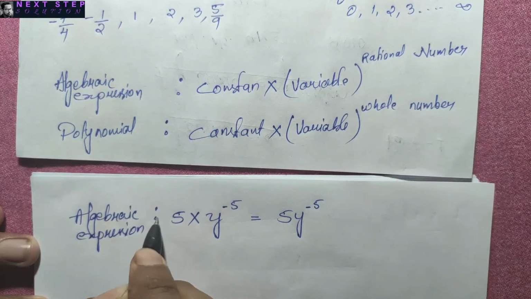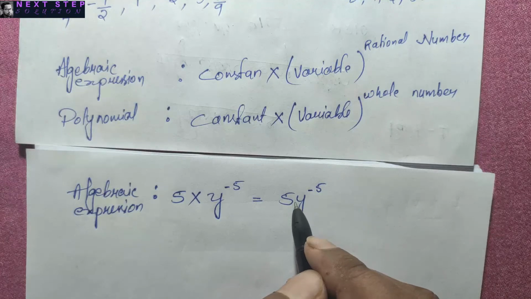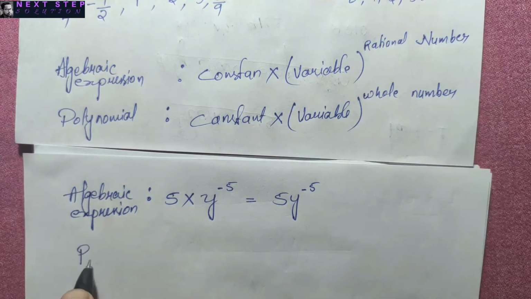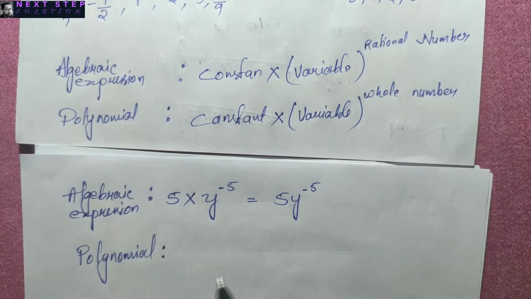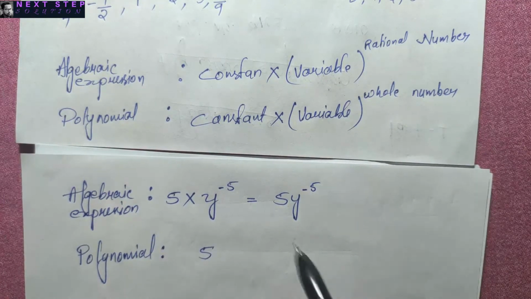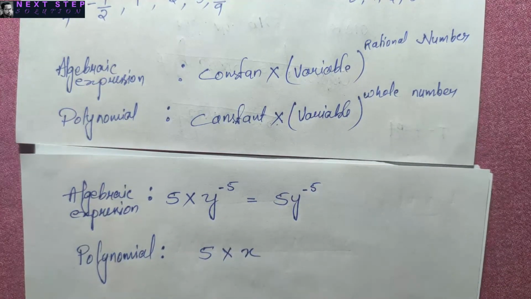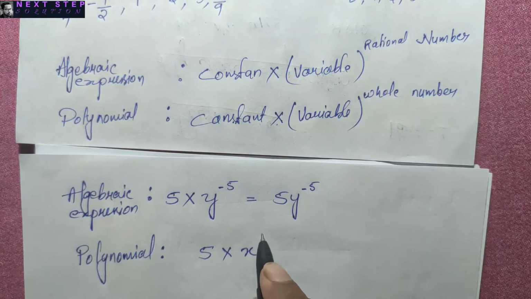But it is not a polynomial. Why? Because the power is negative. A polynomial should have only whole numbers as the power. Now, how will a polynomial be? Same thing, we take a constant multiplied with a variable, let me say x, and this has a power that is a whole number. It can be anything. I'll take it as 4.